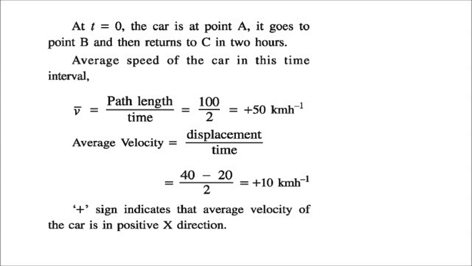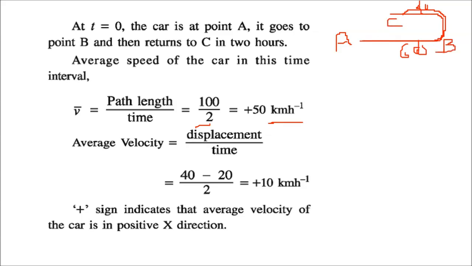Say at t equal to 0, the car starts at A, goes to B and returns to C in 2 hours. So what is the total distance we have discussed? Say this is 60, this is 40. So the path length is 100, and the time is 2 hours. So 100 by 2, that is 100 kilometers, 60 plus 40, and this is B, this is C.